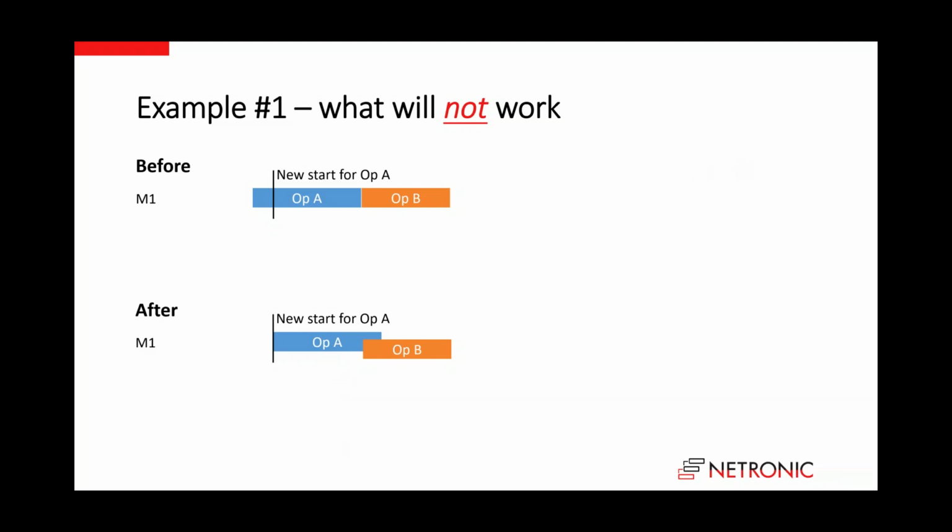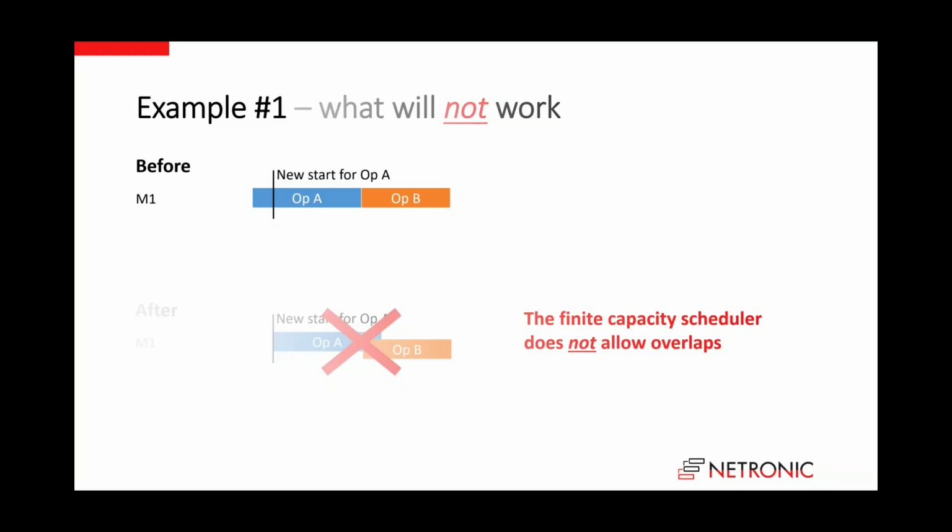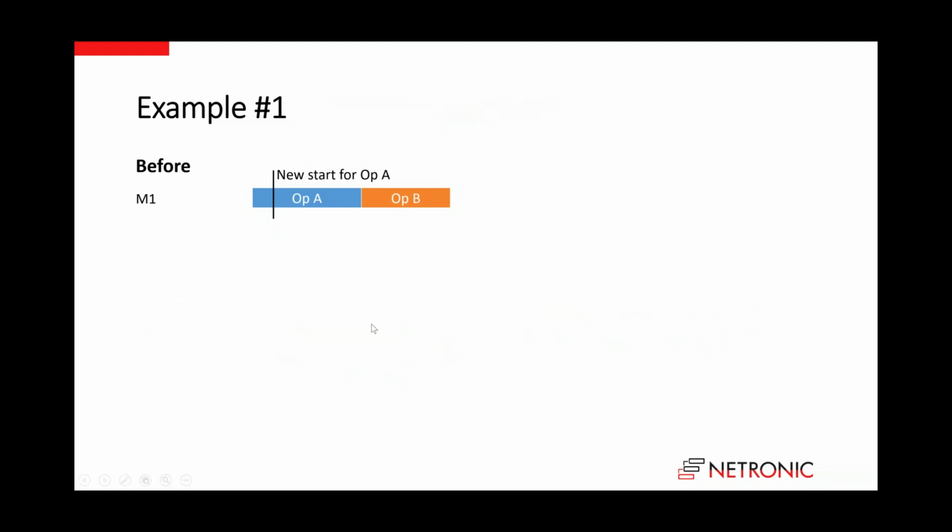Okay, thanks. So this will not happen. This is something that a finite capacity scheduler does not allow. Do not go for overloads. And so let's look at the example again. What can happen instead? And there are two scenarios.